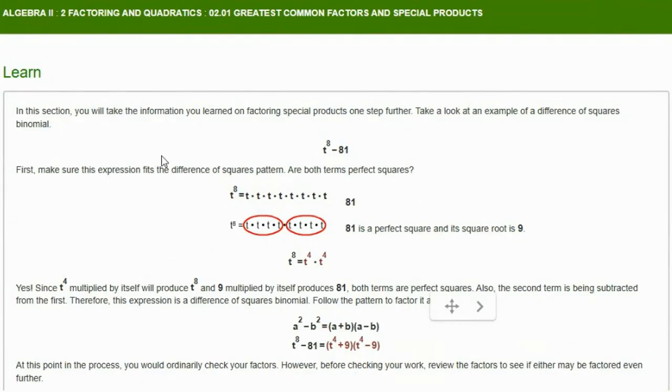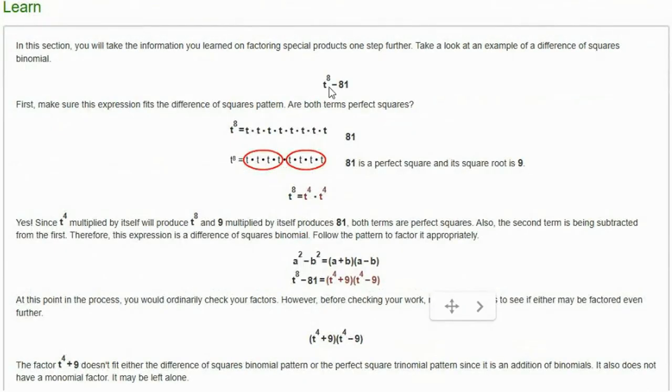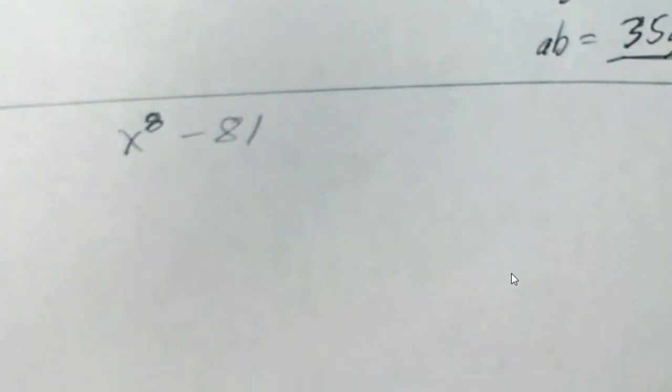The difference of squares binomial. So it's looking back at that. The t to the 8th minus 81 would be, oh, okay, I got you. We do need to do this one more example. I knew there was something else we needed to do. I'm going to make it x to the 8th just because it's easier to work with, but it's the same thing. X to the 8th minus 81.